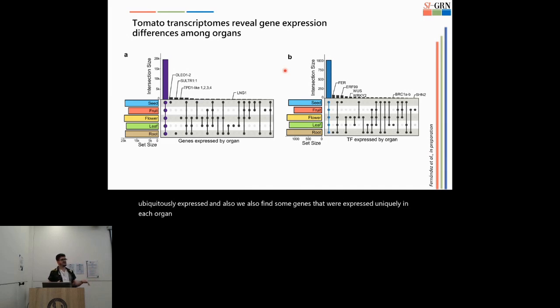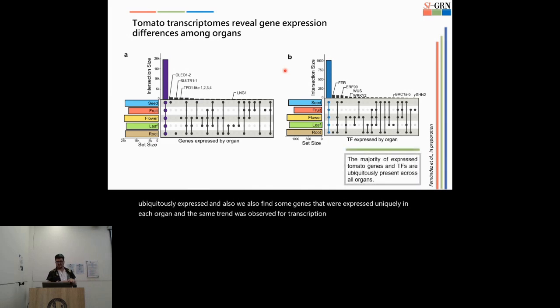And the same trend was observed for transcription factors. Therefore, the majority of expressed genes in tomato, and of transcription factors, are ubiquitously expressed across all organs.